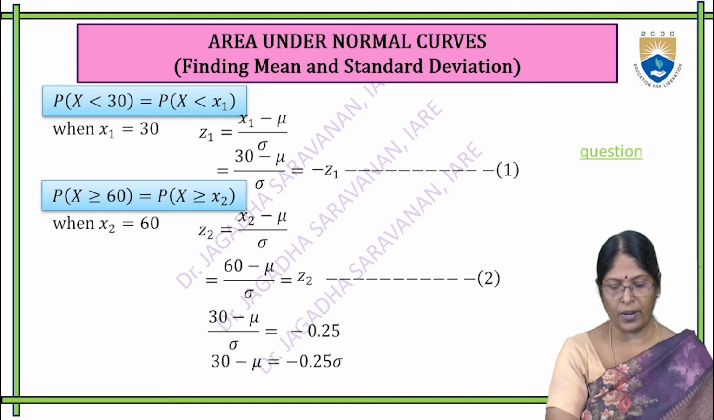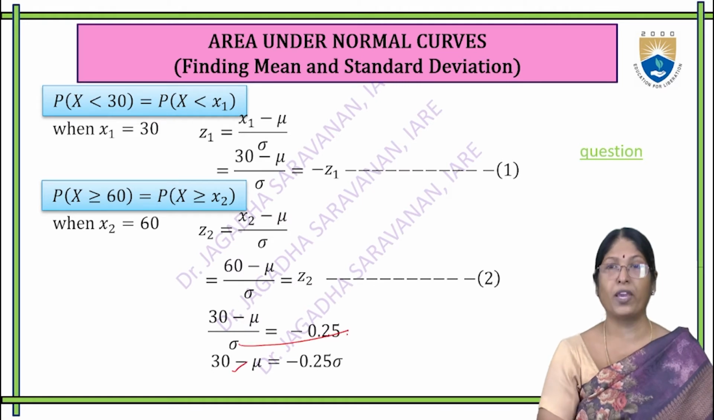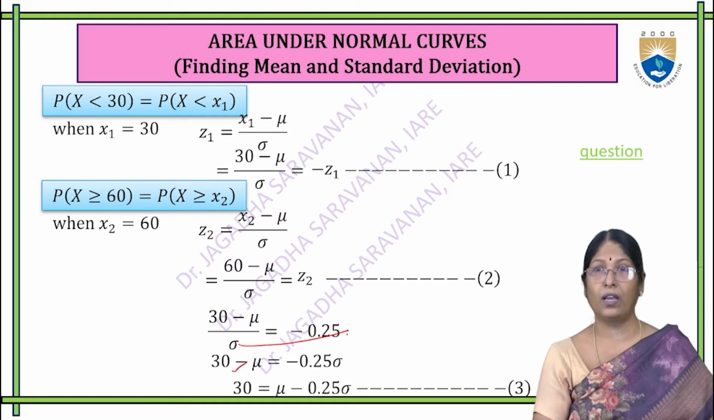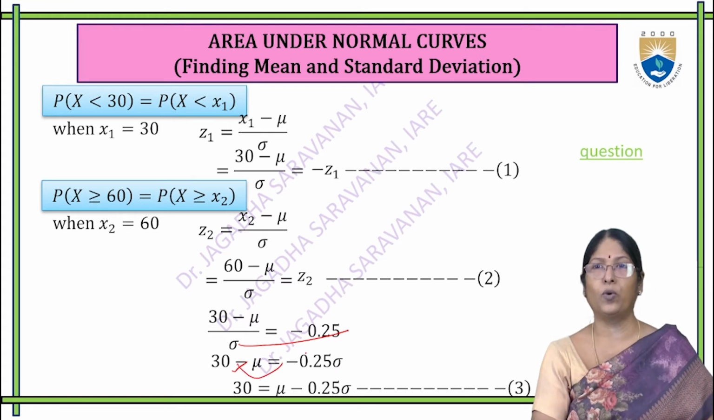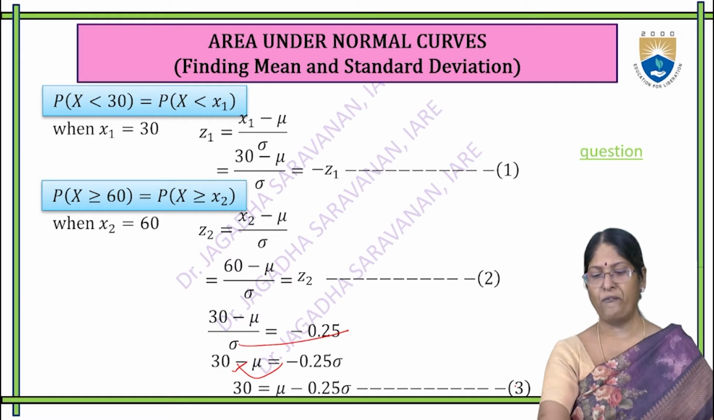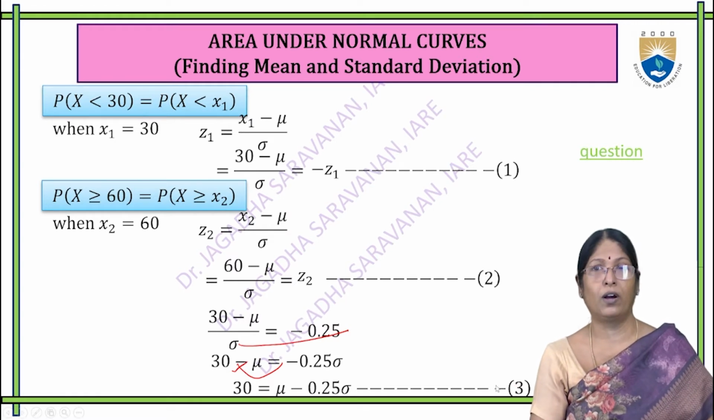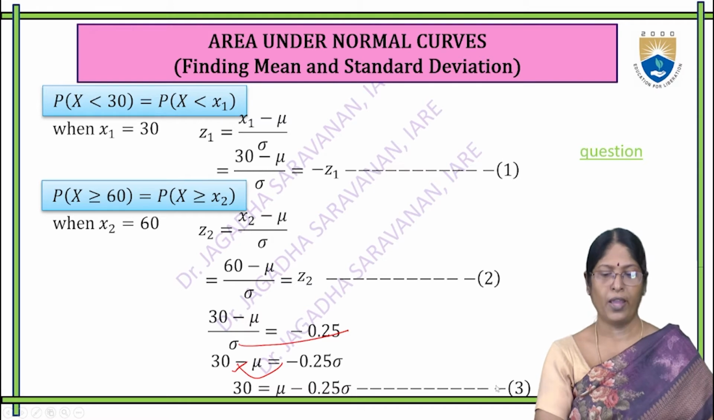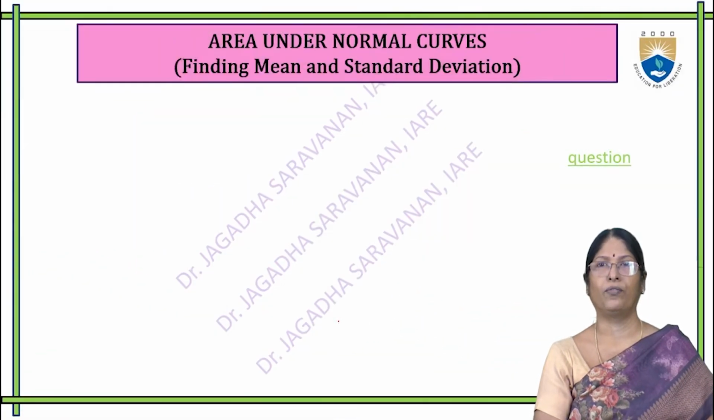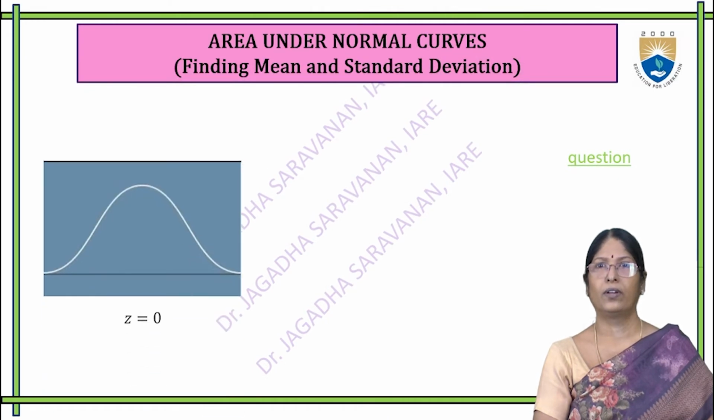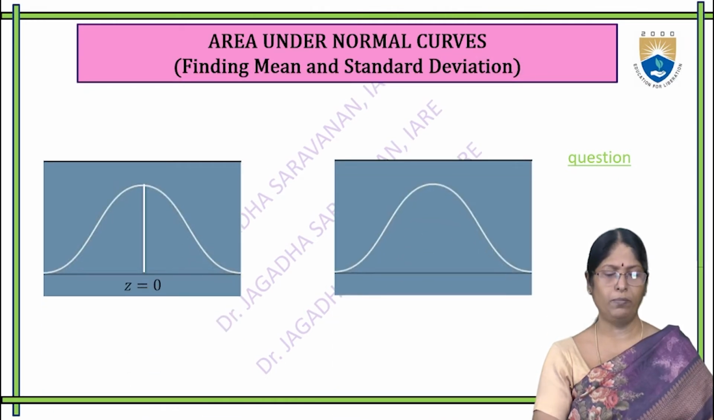So now, the sigma we are bringing here, and minus mu also we brought here: 30 equal to mu minus 0.25 sigma. The equation we are naming as 3. Up to here, the explanation of this problem is done except this point. Fine. Next, we can see the diagram.